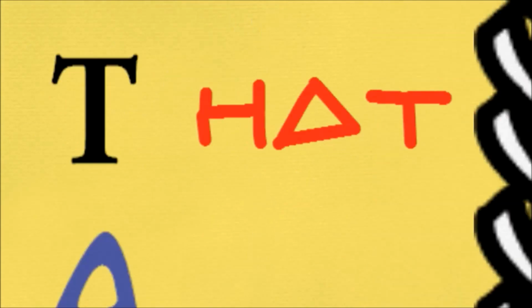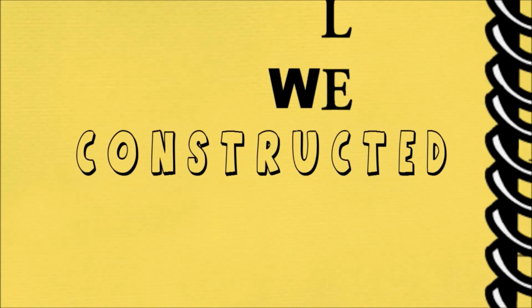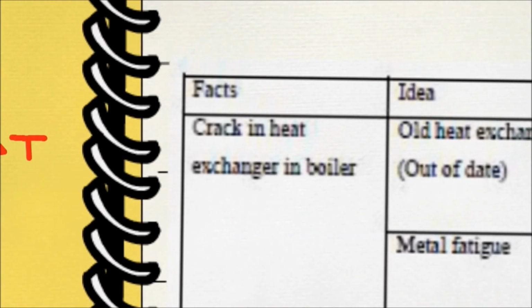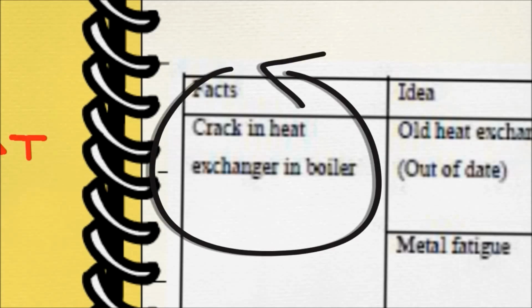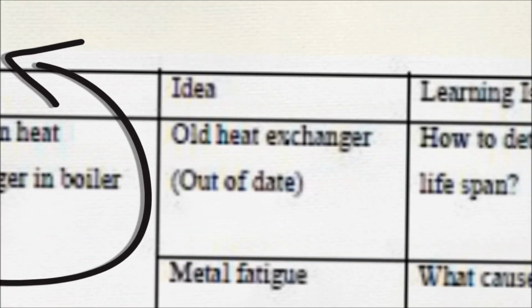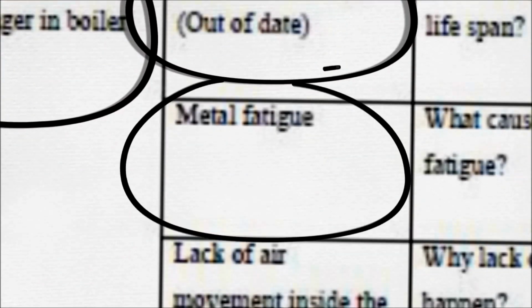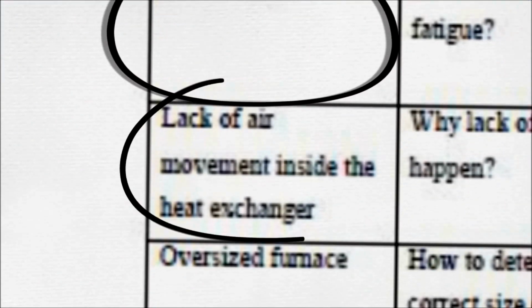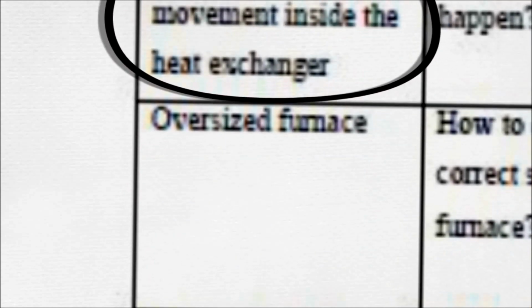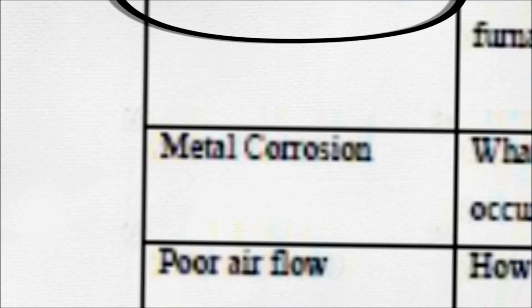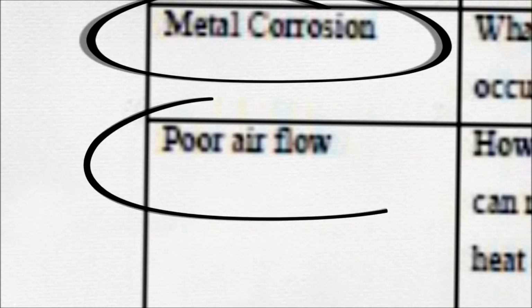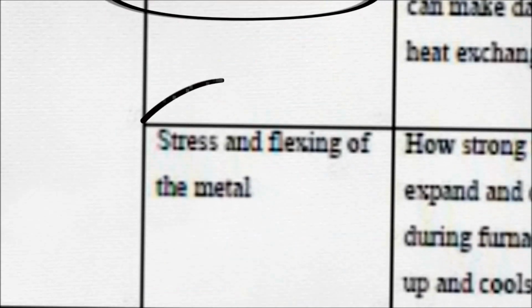This is our FILA table that we constructed to identify the possible causes of the problem, which is a crack in the heat exchanger of the steam boiler. The main problems that we found are, firstly, old heat exchanger and metal fatigue, lack of air movement inside the heat exchanger, oversized furnace, metal corrosion, poor airflow, and stress and flexing of the metal.